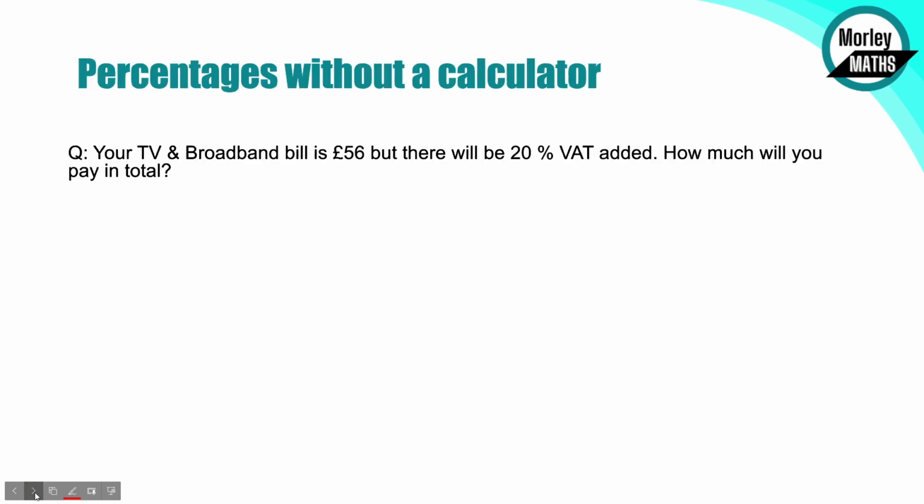Further on from there then, we've got other questions. So we've got your TV and broadband bill is £56. There's going to be 20% VAT added on. How much are you going to pay in total? So again, we've got our 10%, which we can find. If we've got £56, we can jump that decimal place over once, and that will give us £5.60.